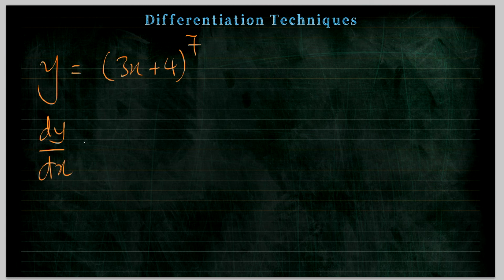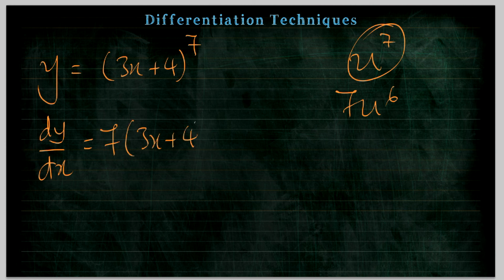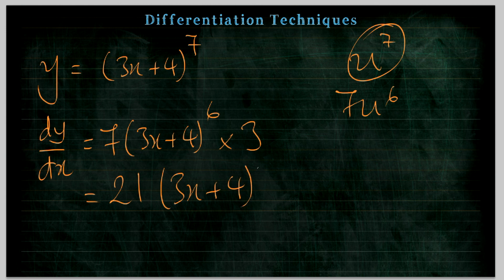Now, if you think of this as u to the power 7, if I was to differentiate that, that would be 7u to the power 6. So in our case, the u is 3x plus 4. So that would be 7 lots of 3x plus 4 to the power 6. And can you guess what you'd have to do here? You might have guessed that you have to multiply by 3, and that's exactly what you need to do. This is a linear function. All you need to do is multiply by the coefficient of x. So you have to multiply by 3. So what you get is 21, 3x plus 4 to the power 6. Okay, so that's all you need to do.